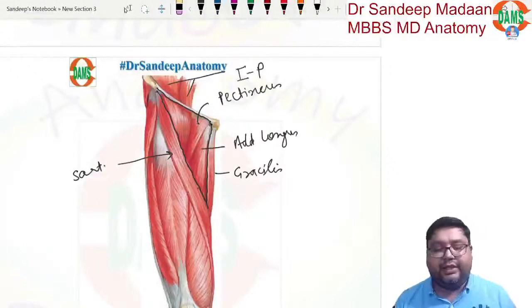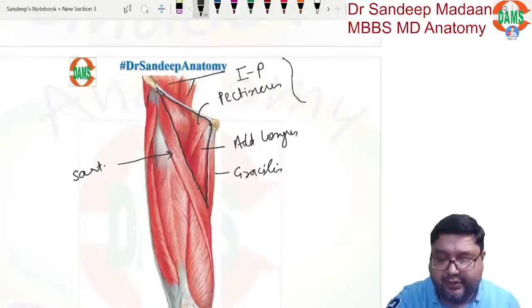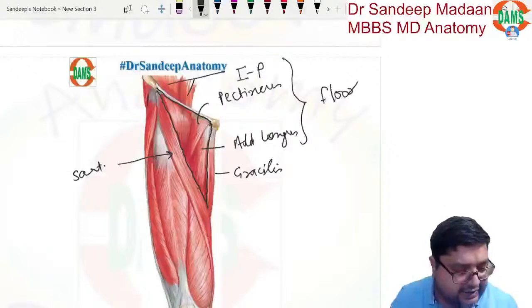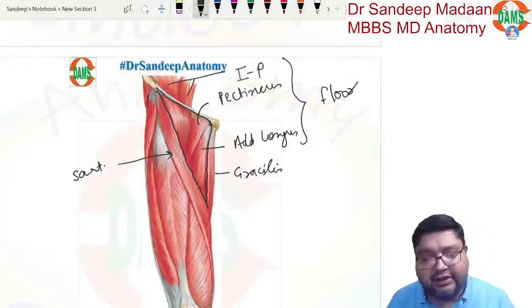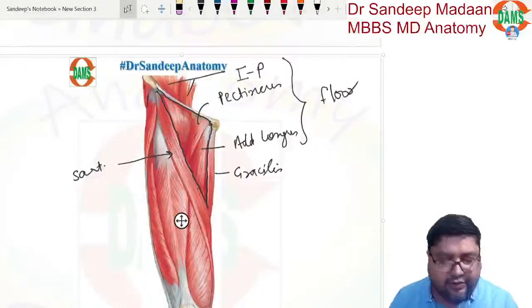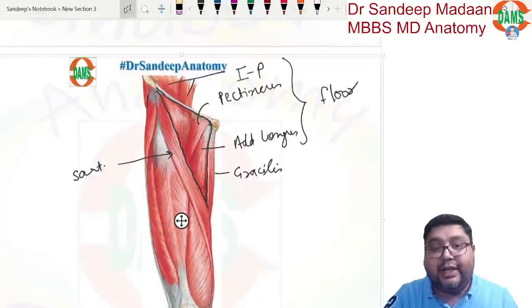Who is there in the floor? These four muscles are there in the floor: iliopsoas, pectineus, and adductor longus itself is also there in the floor. So far so good, dear friends. So we have understood the inguinal ligament so far.